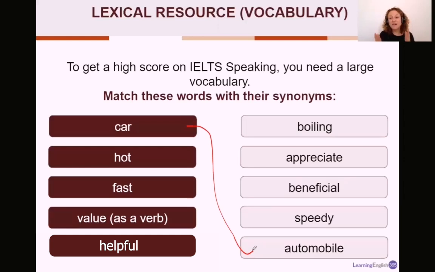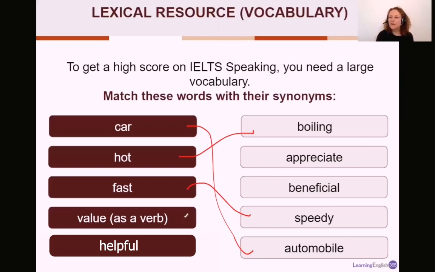So whichever word you start with, if you're talking about cars or transport, instead of saying car, talk about automobiles, and vice versa. Hot. Boiling. Boiling is another word for hot. And of course there are others, aren't there? Scorching, for example. Fast. Another adjective that means fast. Speedy. Yeah, well done. And there are other words, for example, rapid.